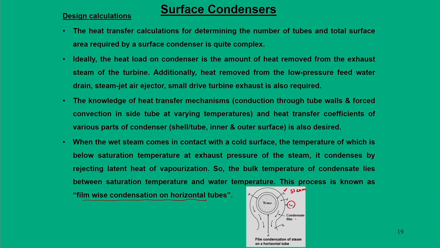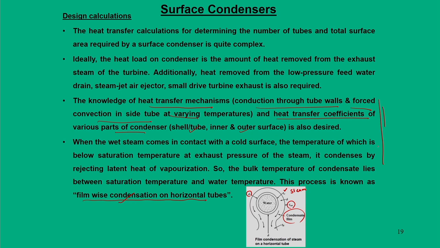So, there is a layer which we call a condensate film, and it has a thickness delta, which engulfs the diameter of the tube in which water is there. This concept we call film-wise condensation, which is a different part altogether, and that also comes in the design of steam condensers. Another kind of knowledge that we require in the design of the condenser is heat transfer mechanisms, which means conduction through tube walls, forced convection inside the tube at varying temperatures, and then you also need to evaluate heat transfer coefficients at various parts of the condenser, that is shell and tube, inner and outer surface. All these things are required.